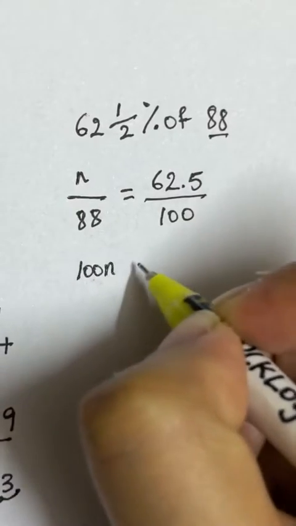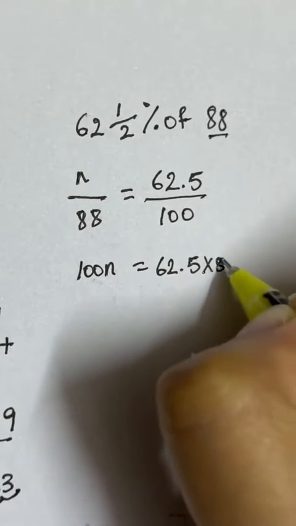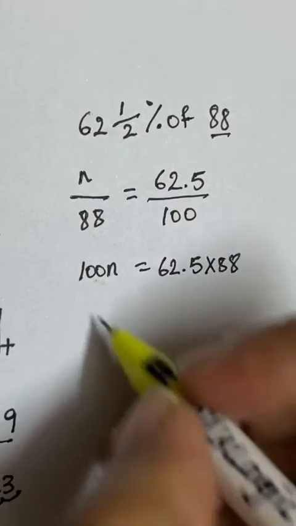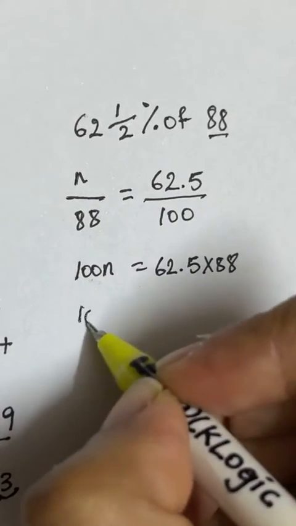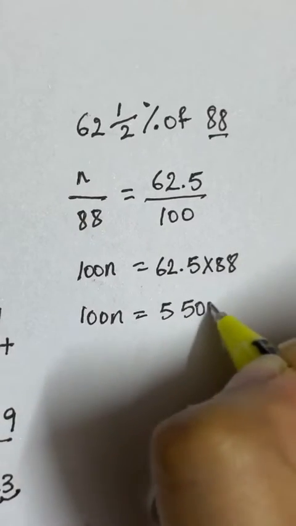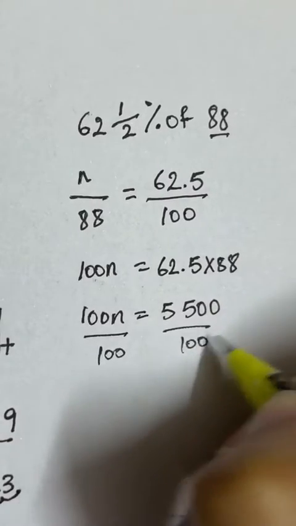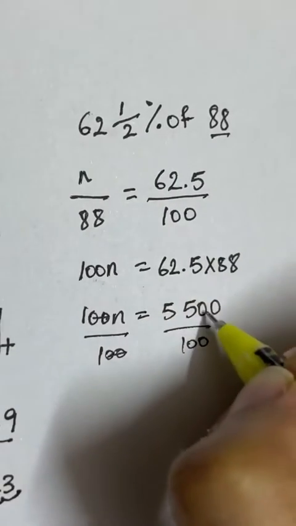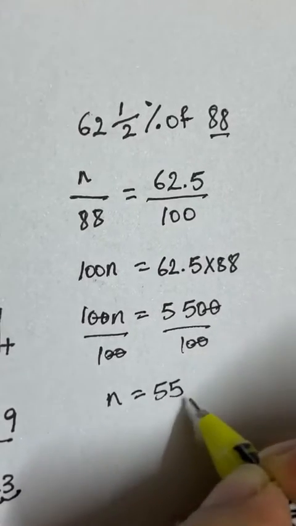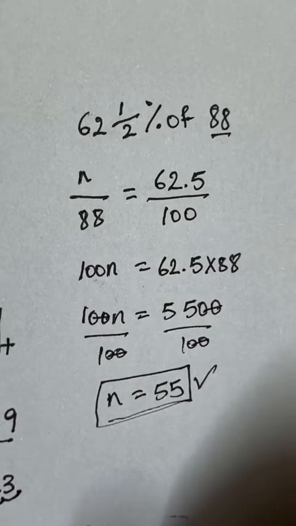That's 100n is equal to 62.5 times 88. What is 62.5 times 88? It's 5,500. 100n is equal to 5,500. And divide both sides by 100. So the zeros cancel out, so n is equal to 55. That's your answer. Okay, let's see another example.